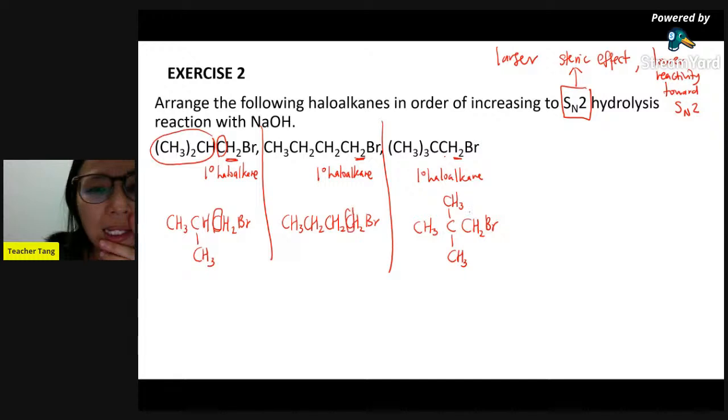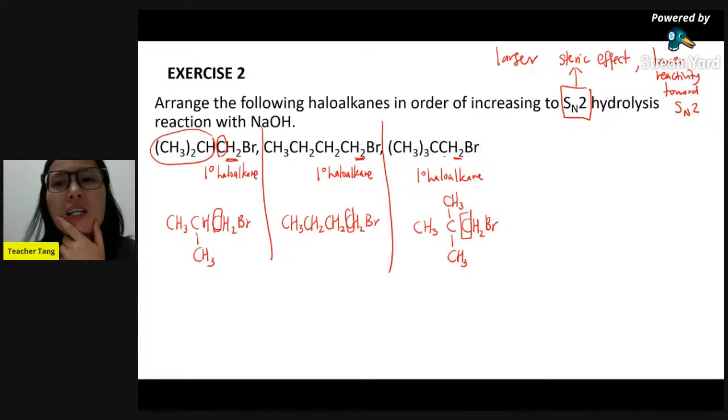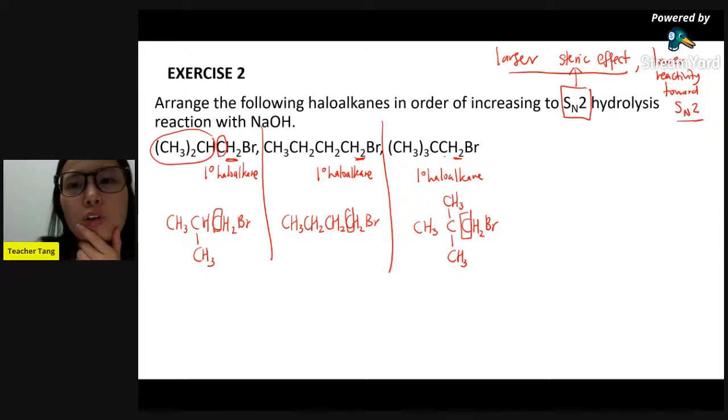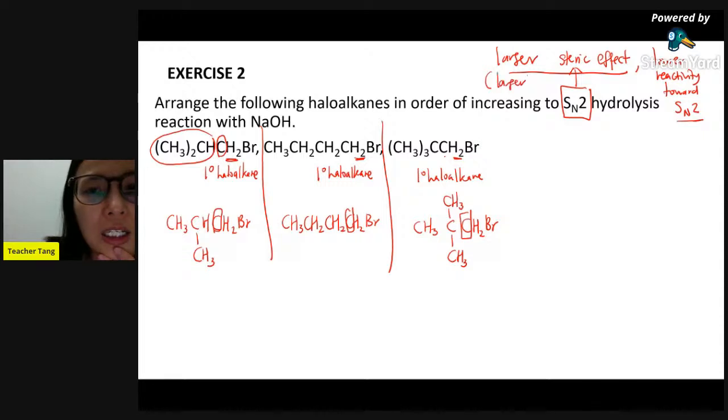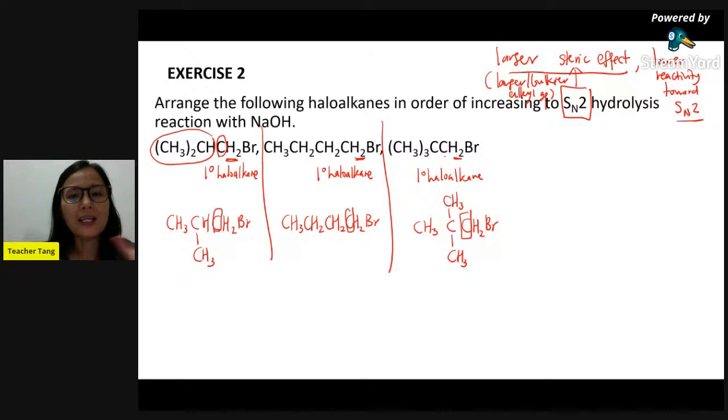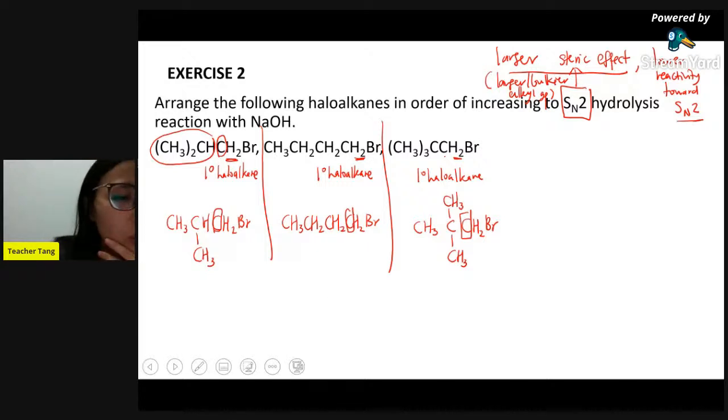But which one has higher steric effect? Larger steric effect lowers the reactivity. So which one has the largest steric effect? Remember, steric effect is determined by how bulky the alkyl group is, larger or bulkier, which means more substituents. So can you see that?